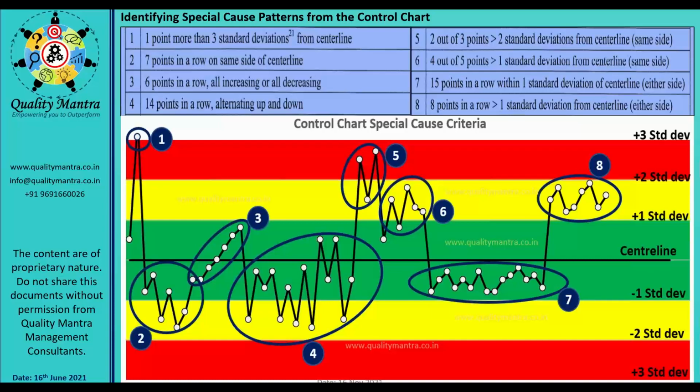Yes, if it is intentionally done and it is not impacting your process, you may or may not take action. It's up to you. It needs to be checked. If it is the case, then you need to recalculate the control limit again. You will find that your center line will come here, and your special cause will vanish. Got it? So identifying the special cause pattern is very, very important.